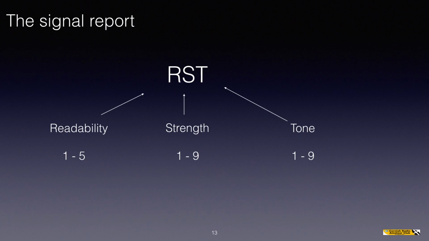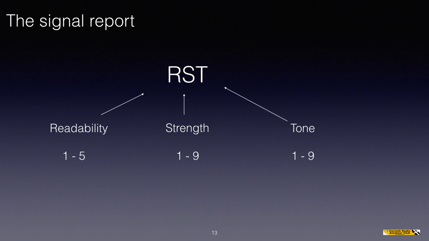Now, if you look in the Foundation Now book, on the inside cover, you will find useful items for a Foundation licence holder. There are some commonly used abbreviations. There is a list of the phonetic alphabet and the RST code for reporting signal reception. And so if you turn to the inside cover there, you can see what the numbers mean.